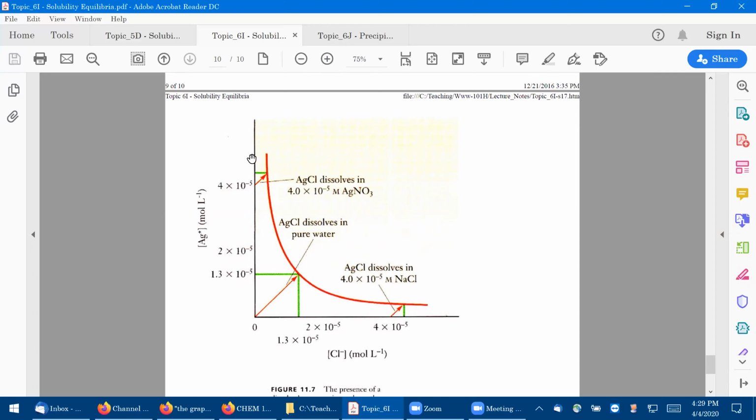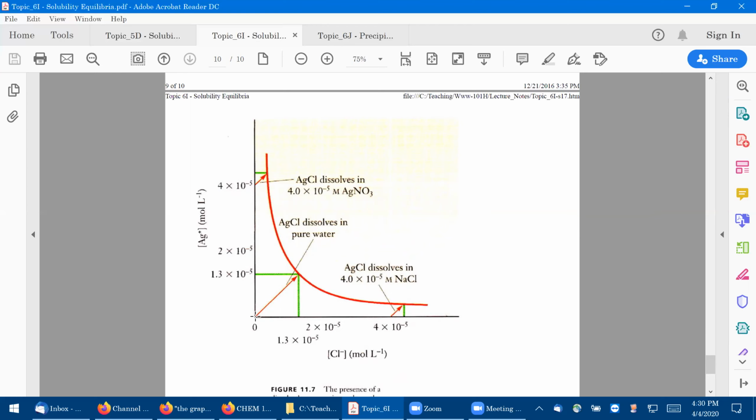What this represents, the ordinate, is the silver ion concentration in moles per liter, and the abscissa is the chloride concentration in moles per liter. And what is demonstrated here is the same thing that we just saw for the lead sulfate in the previous figure. If we start with pure water, which is right here, it means there's no initial silver ions and no initial chloride ions to begin with.